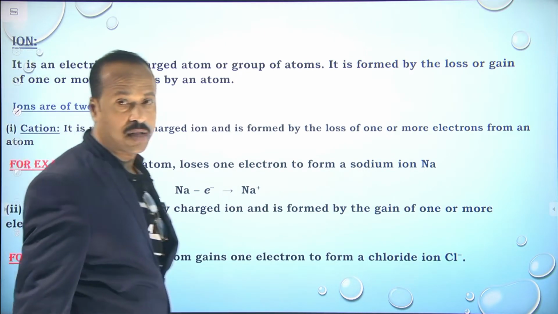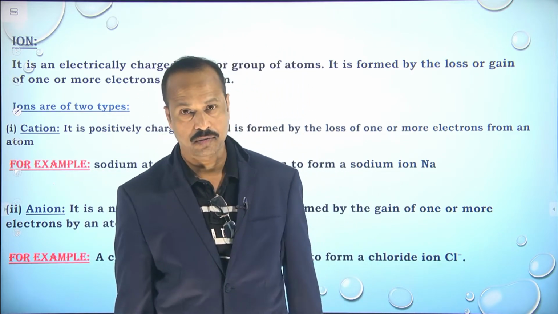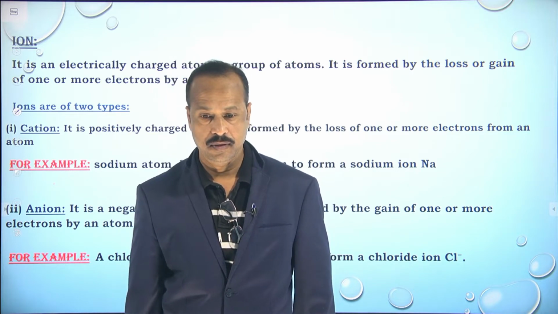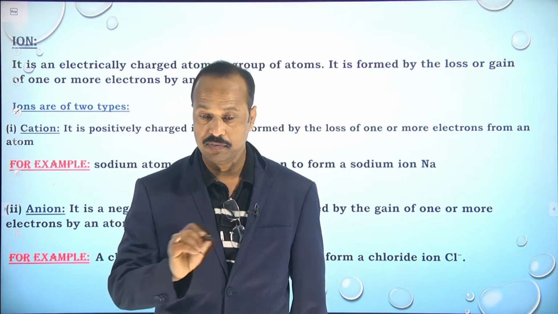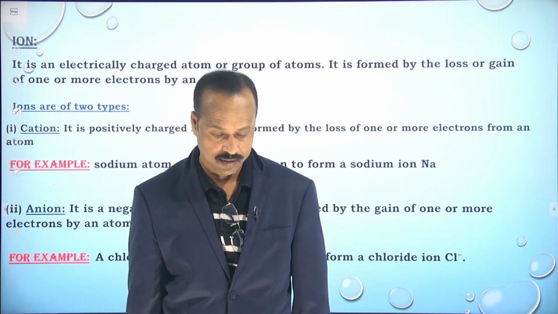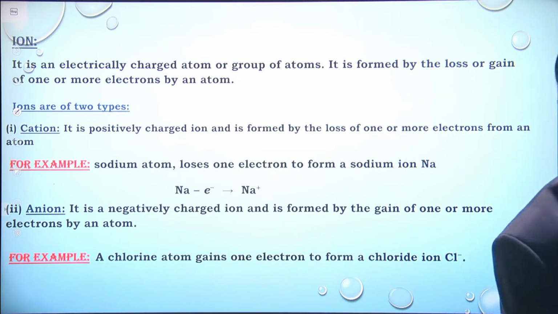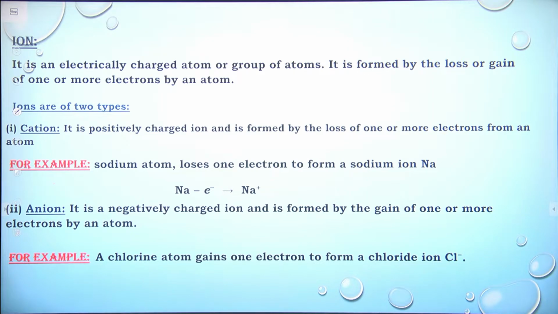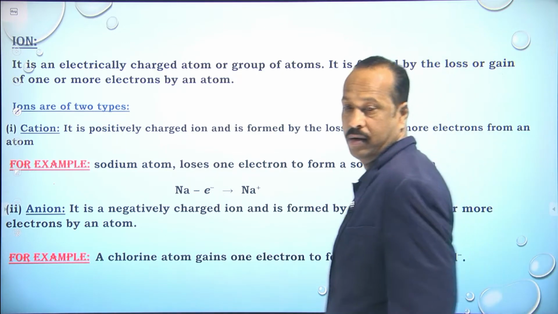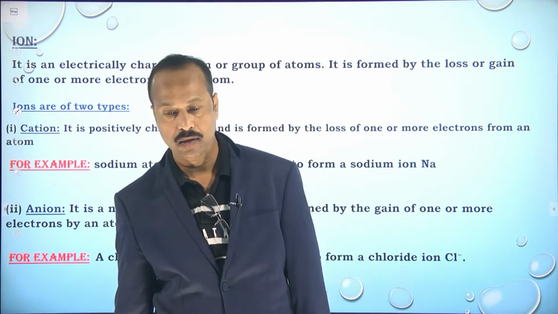So now let us see about the ion. What is meant by ion? ION, ion. What is the difference between the atom and ion? Akansh, what happened? An ion is the atoms which have lost or taken electrons.